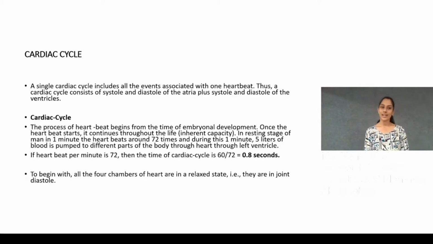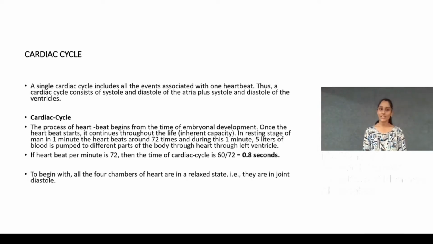Next, that is cardiac cycle. A single cardiac cycle includes all events associated with one heartbeat. Thus, a cardiac cycle consists of systole and diastole of atria plus systole and diastole of ventricles. Cardiac cycle is the process of heartbeat which begins from the time of embryo development. Once the heart beats, it continues throughout life.